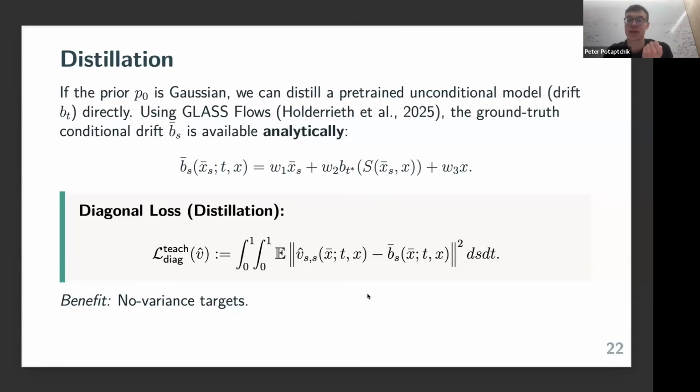Importantly, this means that in my diagonal loss, instead of doing the conditional flow matching as I did before with coupled interpolants, I can just regress against this teacher drift b bar S. Again, this is only in the case where I already have my teacher b available. And the benefit of this, of course, is that you don't have to do flow matching. You have zero variance targets. The minimizer is perfectly zero. So it's going to be a bit more stable if you already have a pre-trained teacher. And there are also tricks you can do for the off-diagonal loss, the consistency loss, to make it more stable, but that's not too important.